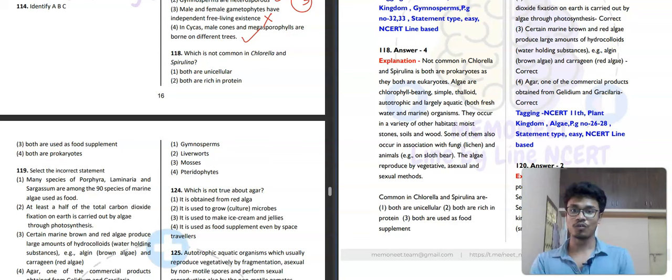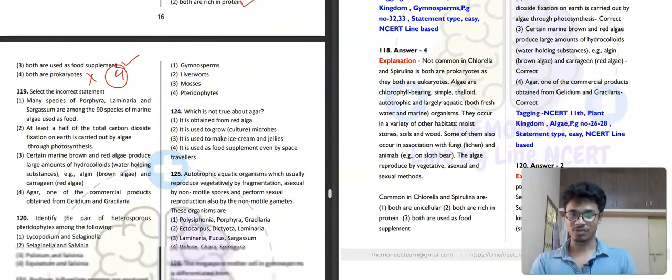It is saying which is not common in chlorella and spirulina. First of all, to solve this question, you need to understand what classification of algae this belongs to. Both chlorella and spirulina are from green algae. Both are unicellular, absolutely correct. Both are rich in protein, absolutely correct. Both are used as food supplement, absolutely correct. And both are prokaryotes? No, both are eukaryotes. That's why the fourth option will be our correct answer for this question.